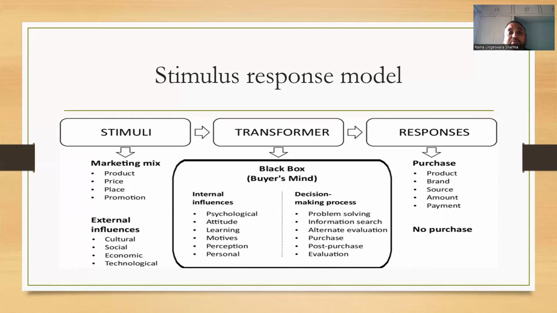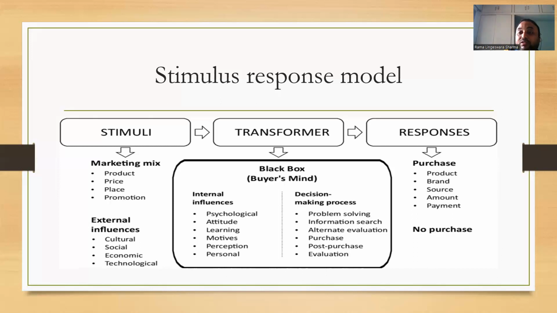Yes, you can see the stimulus response model like this also. Stimuli to transformer, transformer to responses. What are the stimuli? Marketing mix, that is product, price, place, and promotion. Similarly, what are the other external influences? Cultural, social, economic, and technology. So in the transformer, we talk about the black box, the buyer's mind. In the buyer's mind, there are internal influences on one side and decision-making processes on the other side. What are the internal influences? Psychological, attitude, learning, motives, perception, personality. And in the decision-making process: problem solving, information search, alternative evaluation, purchase, post-purchase evaluation, etc.